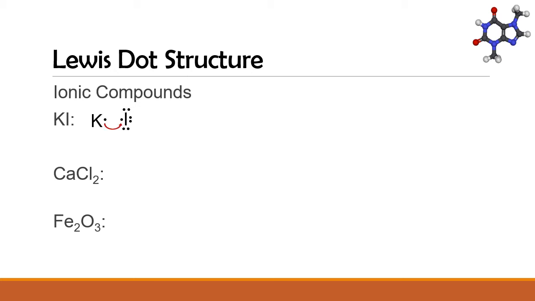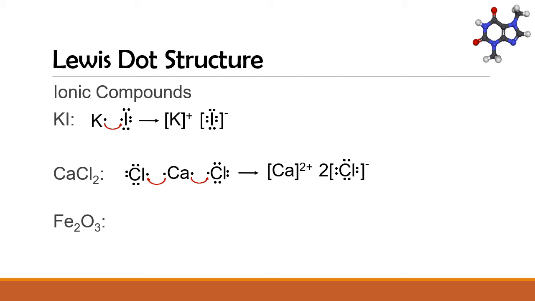In potassium iodide, potassium loses an electron to iodine to form the potassium ion and the iodide ion. To show the loss and gain of electrons, we place the cation and the anion separately in brackets, indicating the charge in the superscript. In calcium chloride, calcium loses 2 electrons to 2 atoms of chlorine to form the calcium ion and 2 atoms of the chloride ion.